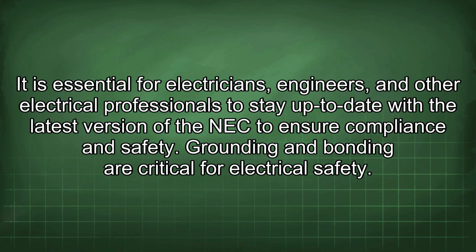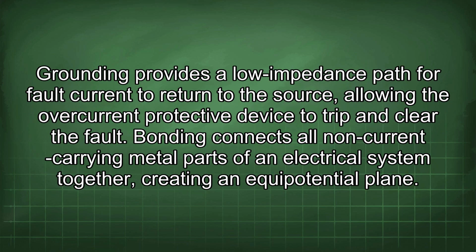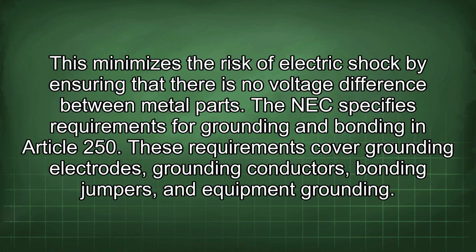Grounding and bonding are critical for electrical safety. Grounding provides a low impedance path for fault current to return to the source, allowing the overcurrent protective device to trip and clear the fault. Bonding connects all non-current carrying metal parts of an electrical system together, creating an equipotential plane. This minimizes the risk of electric shock by ensuring that there is no voltage difference between metal parts.